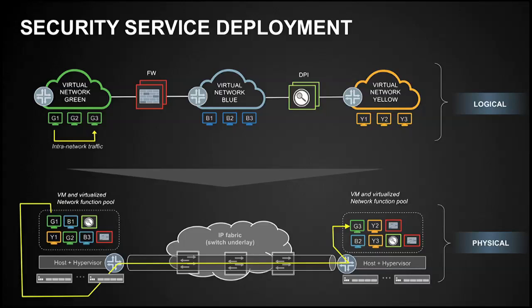This is another nice slide that explains the virtual networks you are instantiating and the virtual machines that you spawn inside these virtual networks. The logical picture is represented at the top, and how that logical picture actually gets instantiated in the physical world is the bottom diagram. In the top diagram, there are three different virtual networks with some virtual machines hanging off of them, and then there are two services. There's a firewall service between the green and the blue network, and a DPI service between the blue and the yellow network.